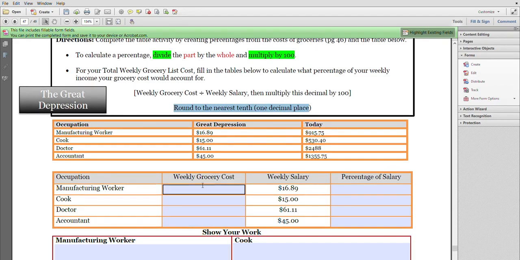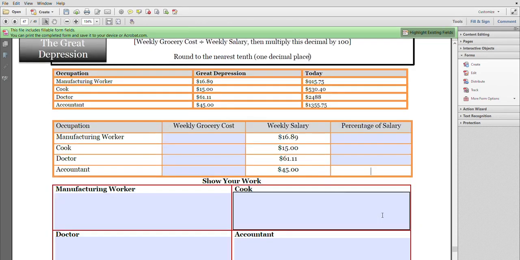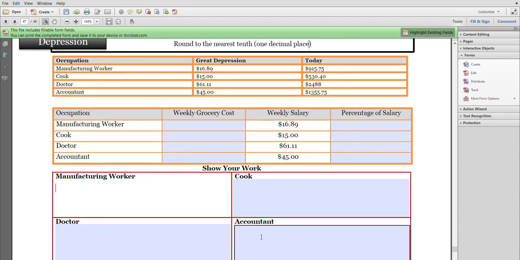So, manufacturing worker, weekly grocery cost, cook, doctor, and accountant. This is all for the Great Depression. And then percentage of salary after your calculations. You're being required to show your work down here.